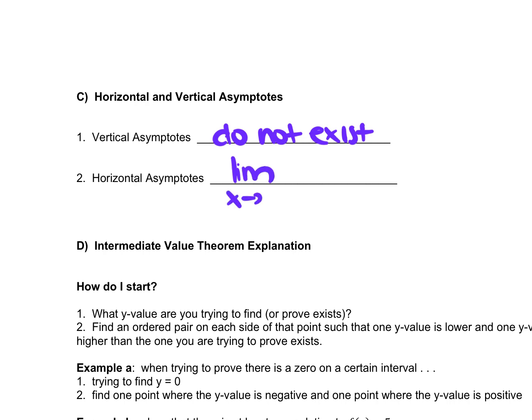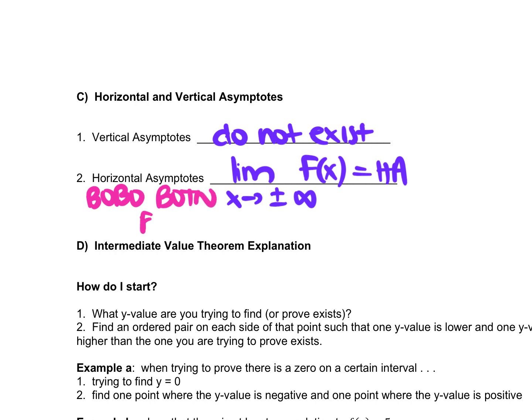Okay, the limit as x approaches what? Positive or negative infinity. The horizontal asymptote was the answer to the limits at positive or negative infinity. This right here is where we were always thinking Bobo Button eats DC, or other horizontal asymptotes. Other things have horizontal asymptotes like exponential functions. Exponential functions have horizontal asymptotes as well. And that will determine the limits at infinity.